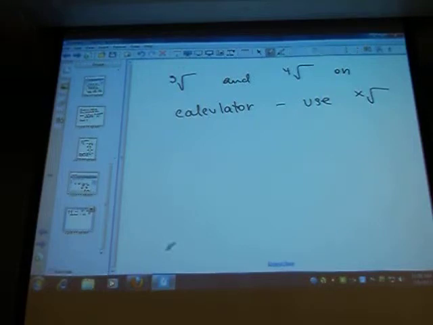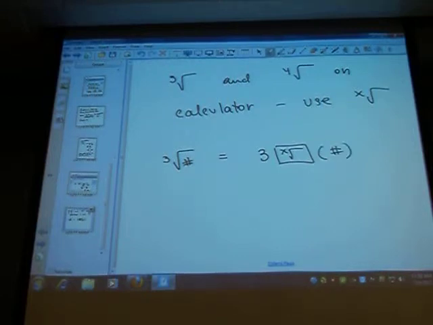Okay, what you need to do is put the number that you want X to be in front. So if you want the third root, you need to put a 3 in front. Okay? And then whatever number, put it in parentheses after that. Okay, and for the fourth root, you want to put a 4 in front of that X root button.